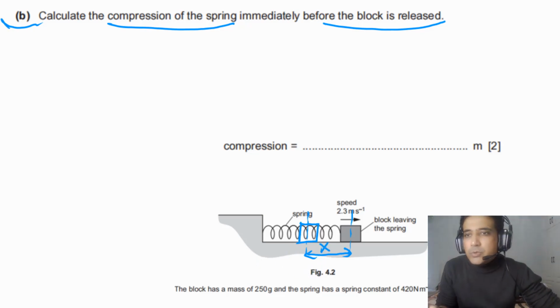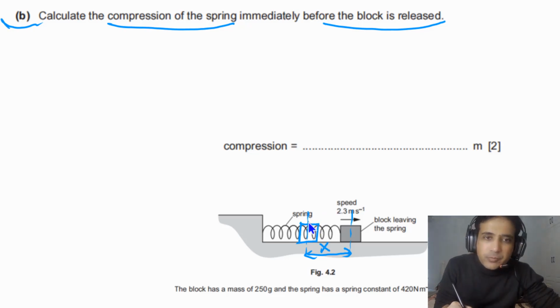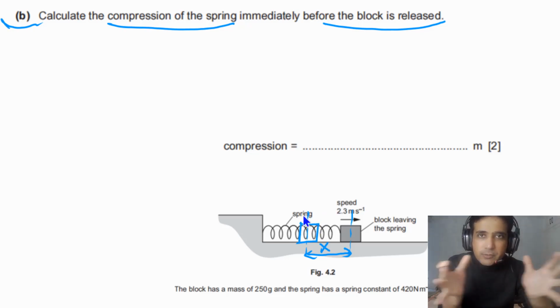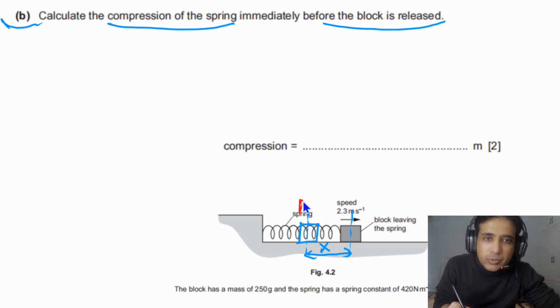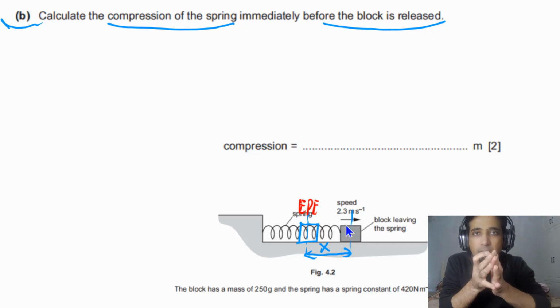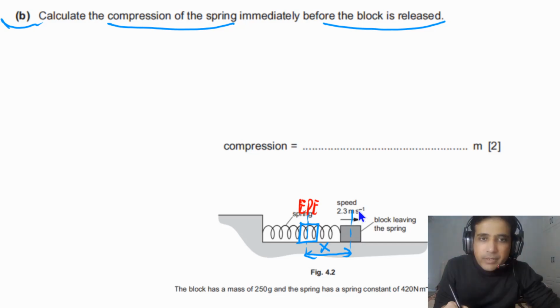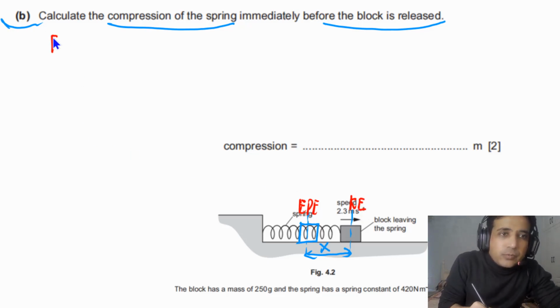In order to calculate the value of x, at this point when the block is here, the spring is fully compressed, so the energy stored in this system is equal to EPE. And at this point, the spring is not extended and not compressed, so the energy in the system is stored in the form of kinetic energy. So simply in this case, we can say elastic potential energy is equal to kinetic energy. And kinetic energy we have already calculated.